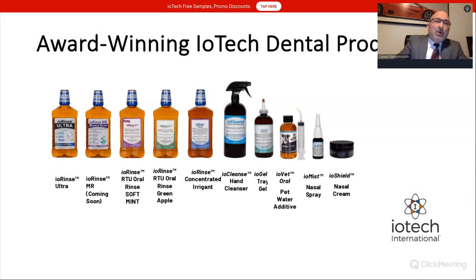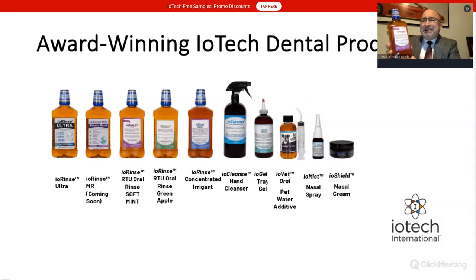Okay. So when you get to the next bottle of Iowans MR, which is coming out very soon, we do have some pre-launch bottles that we're going to talk about. Iowans Soft Mint, which is one of our top-selling products. It's Iowans Soft Mint, ready to use. This is a wonderful product. This has xylitol, molecular iodine, glycerin.